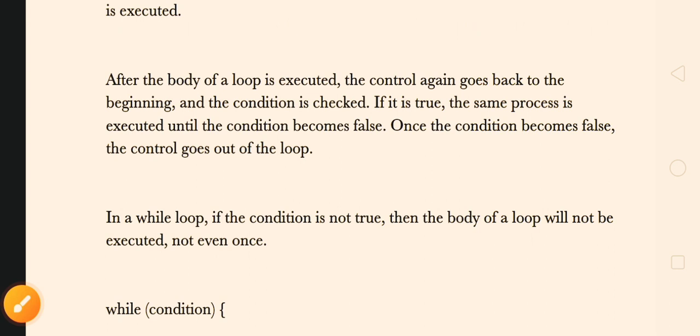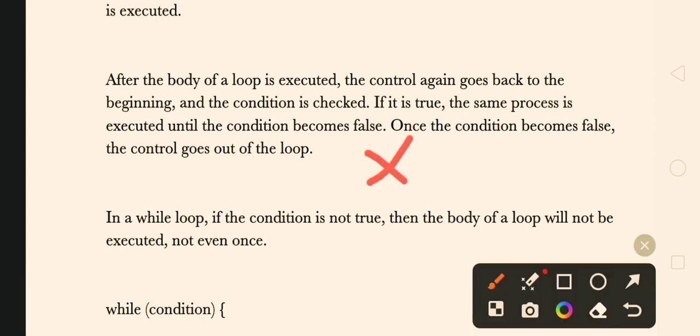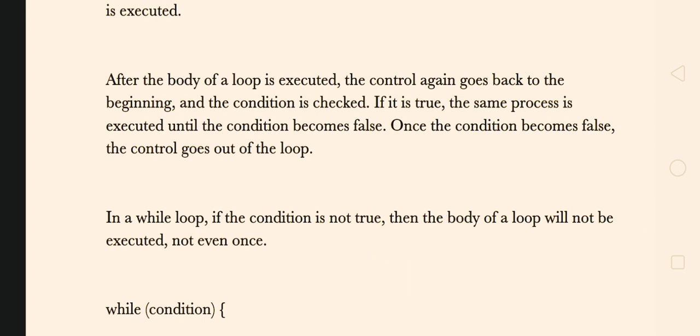After the body of a loop is executed, the control again goes back to the beginning and the condition is checked. If it is true, then the same process is executed until the condition becomes false. Once the condition becomes false, the control goes out of the loop. Till the condition is true, the body will be executed. If the condition is false, it will go out of the loop.